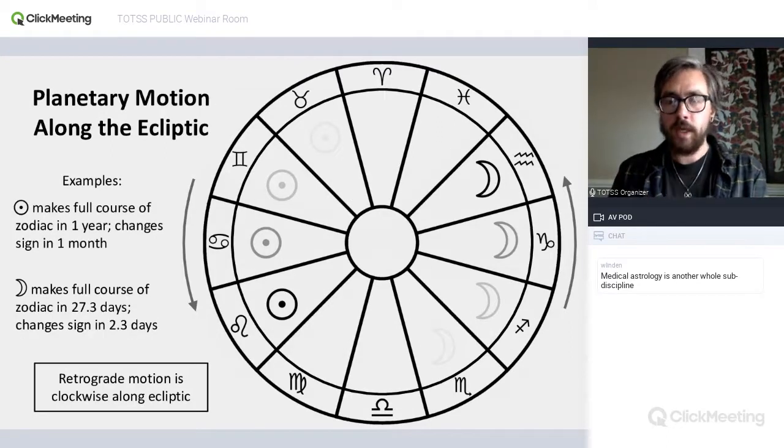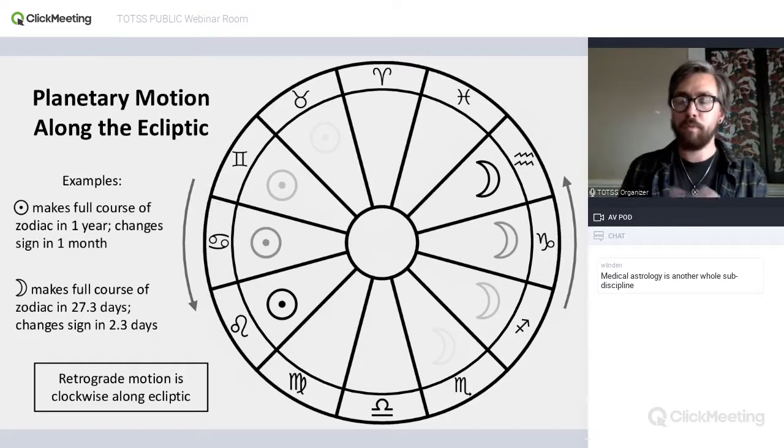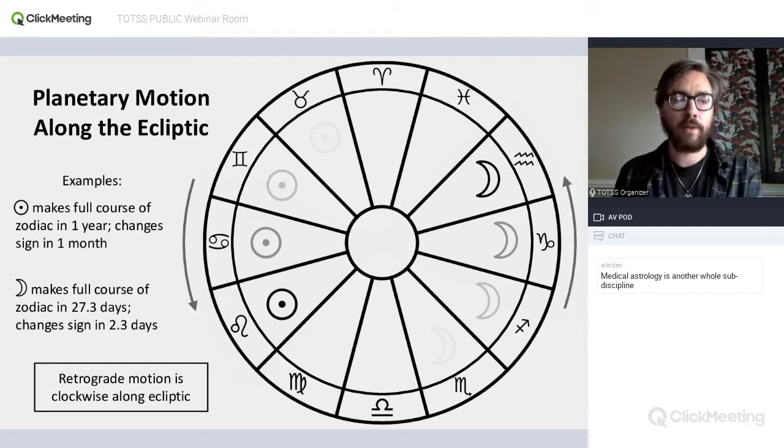All right, so again, as we talked about, the planets move along the ecliptic. And so we just want to be familiar with how that happens and what direction it happens, and some of the basic ideas about the speed that this happens in. So the planets move in their normal motion. They move counterclockwise around the ecliptic, and that's also why the signs are in counterclockwise order.